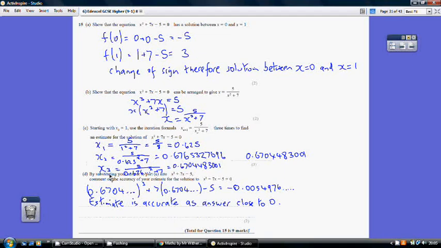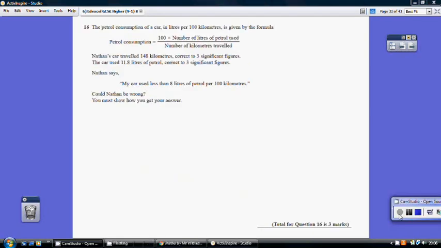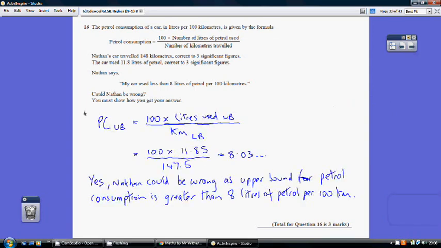And then to work out our x3 value, we just substitute our x2 value into the iteration formula, giving us 0.67044830001. Now, by substituting your answer to part C into this, comment on the accuracy. So, taking our 0.670448.